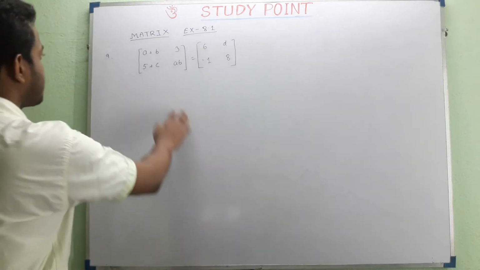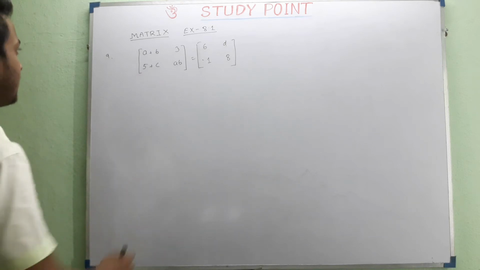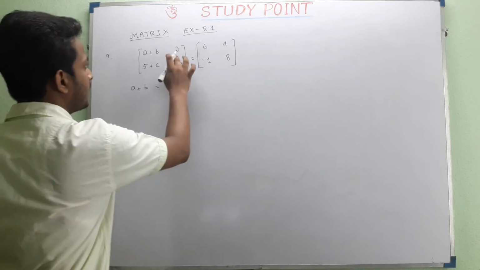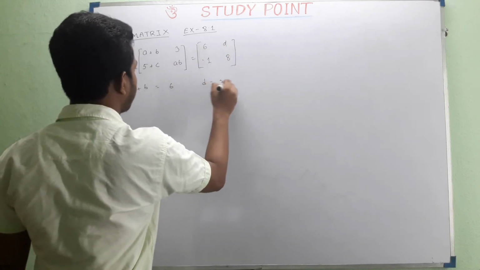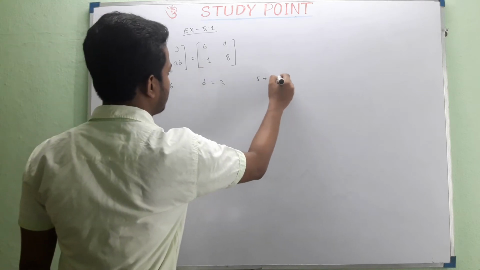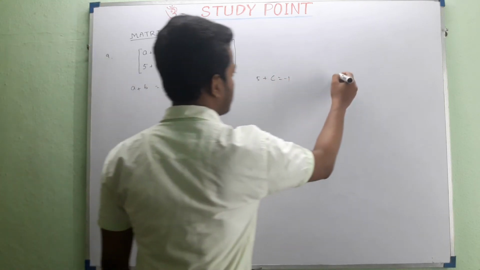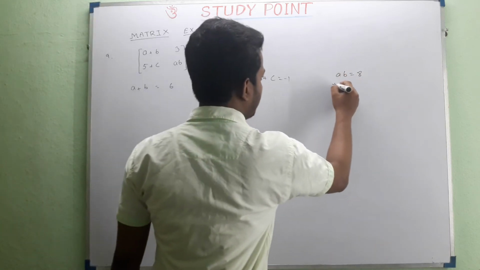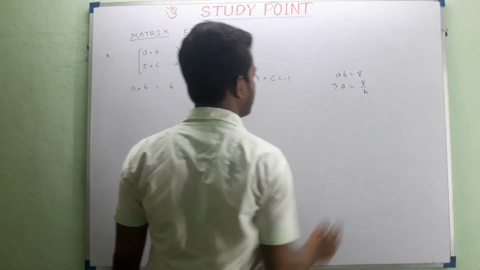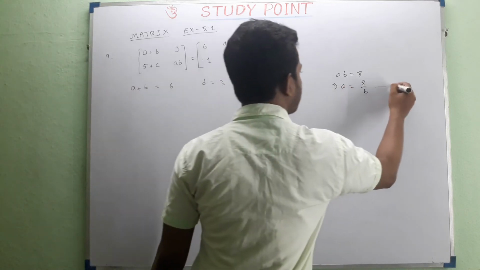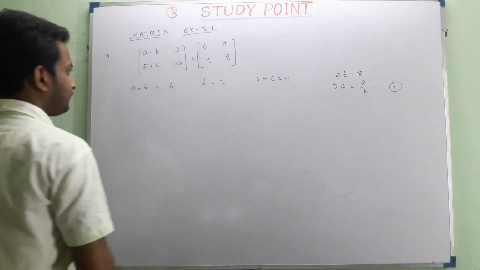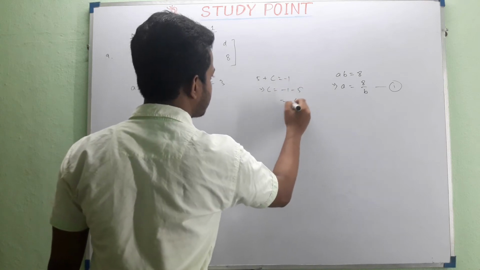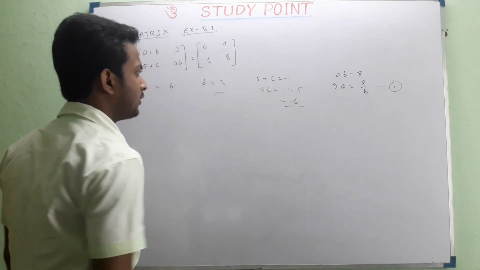Now let's move to the last question of exercise 8.1. The same thing again. We can write a plus b is equal to 6, d is equal to 3, 5 plus c is equal to minus 1, ab is equal to 8. Now we can write a is equal to 8 by b from here, and call it equation number 1. From here we can find the value of c: minus 1 minus 5 is equal to minus 6. So the values of c and d are very clear to us.